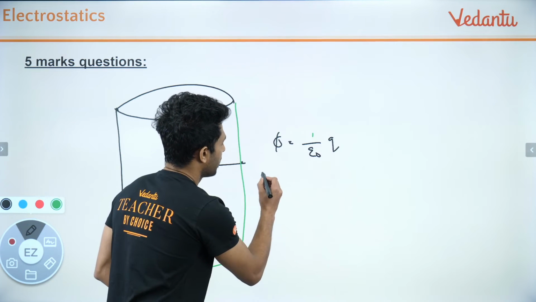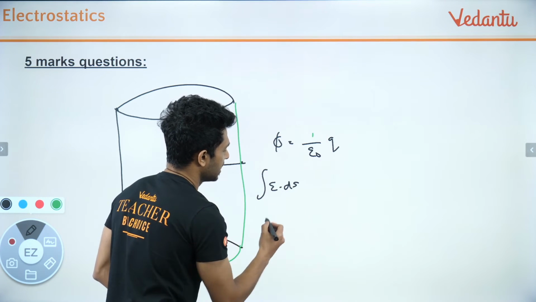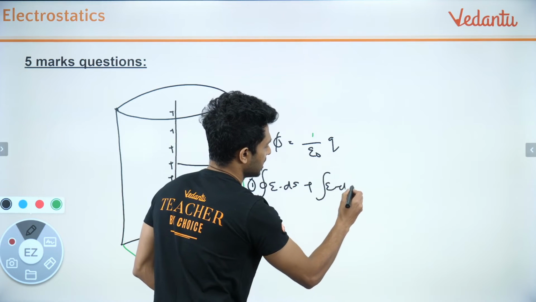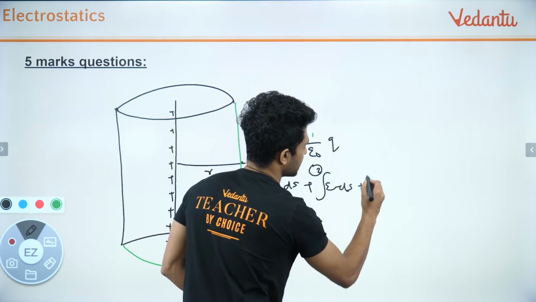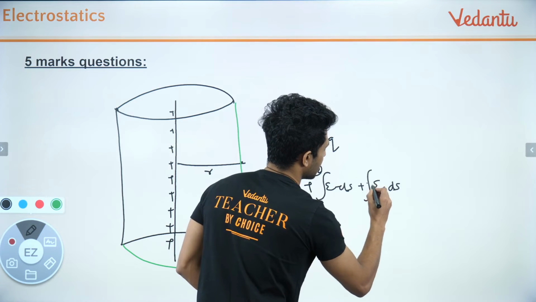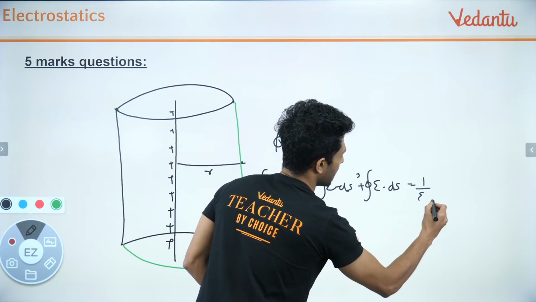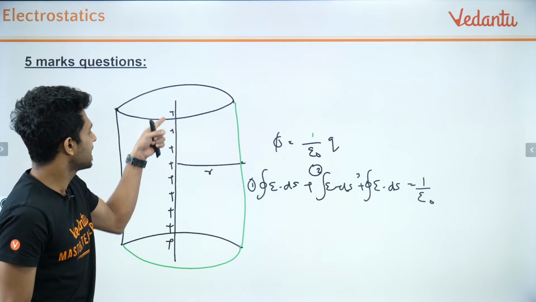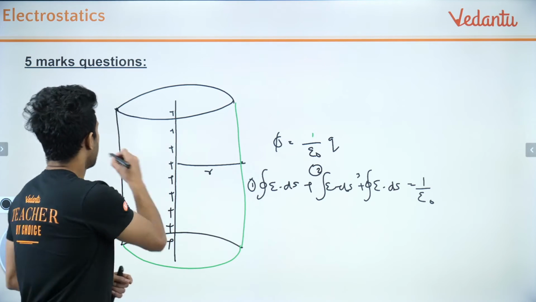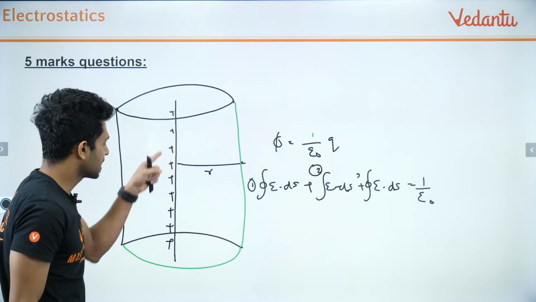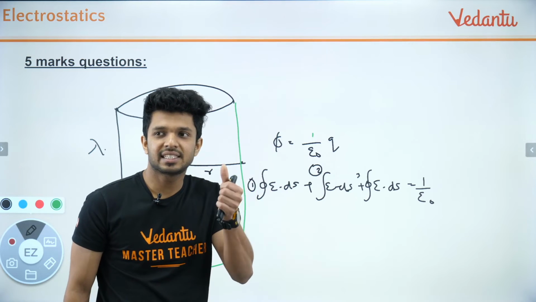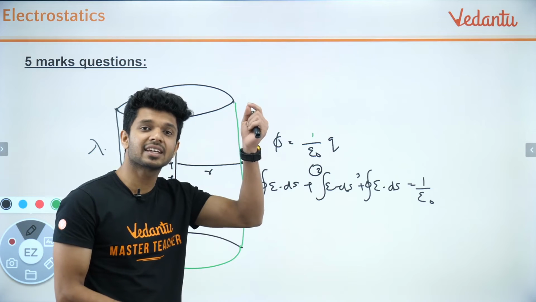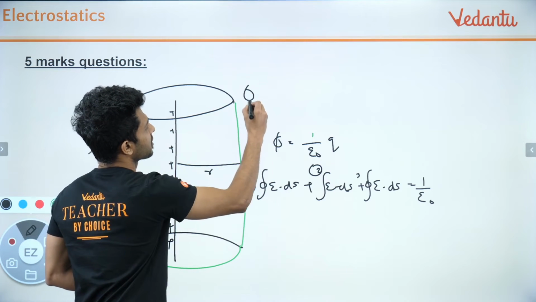So phi is equal to the integral of E dot ds on the first surface plus the integral of E dot ds on the second surface plus the integral of E dot ds on the third surface, which is equal to 1 by epsilon 0 times the charge enclosed. How will I write the charge enclosed if lambda is defined for this particular line charge? Lambda means the charge per unit length. Think that this particular line charge has length L. So what will be the total charge Q?